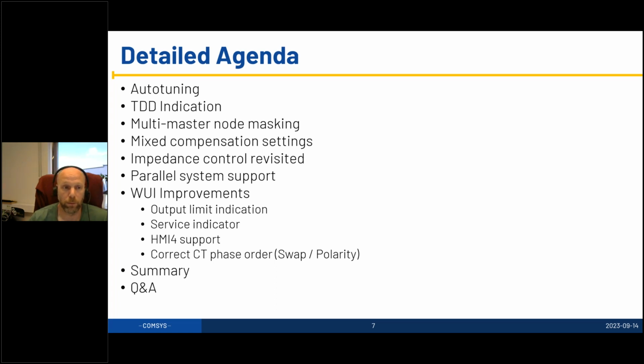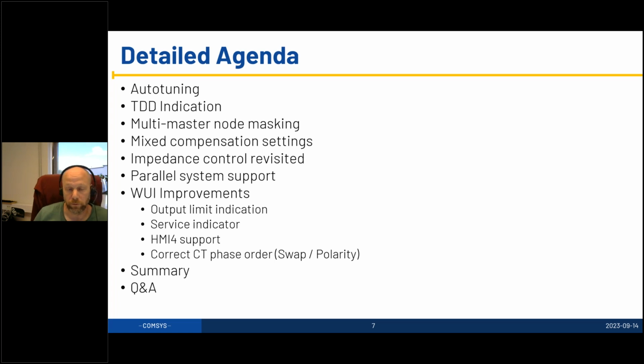We have something called multi-master node masking, which allows us to apply multi-master solutions in scenarios where we could not do it before. We can mix and match compensation settings, so that actually we have a different kind of compensation on different harmonics. I will explain what it means later. Also, we will revisit impedance control. Some of you who are maybe long-term partners of ComSys have been in touch with impedance control. Maybe you have used a P200 system.